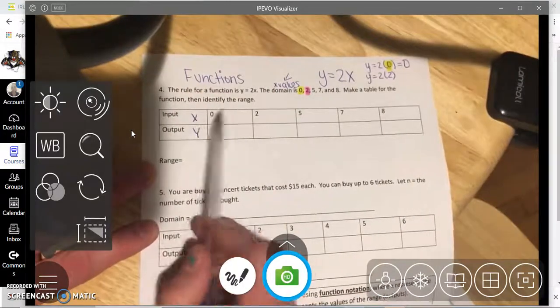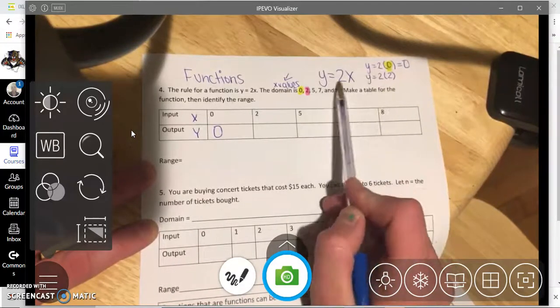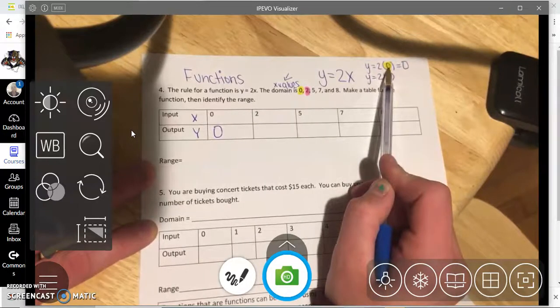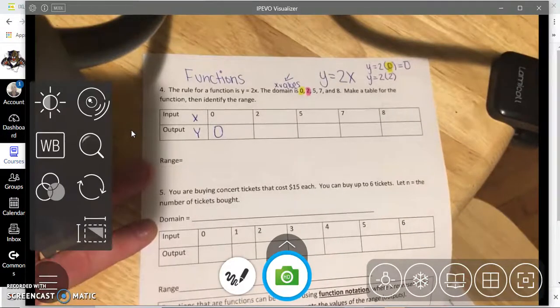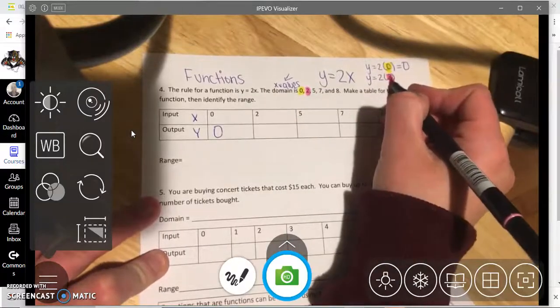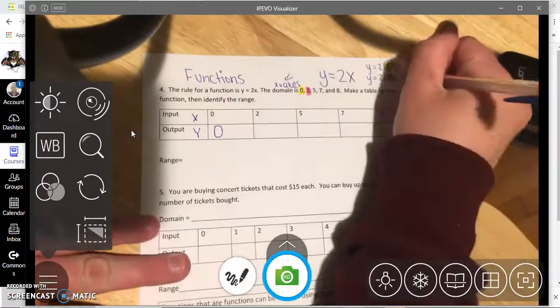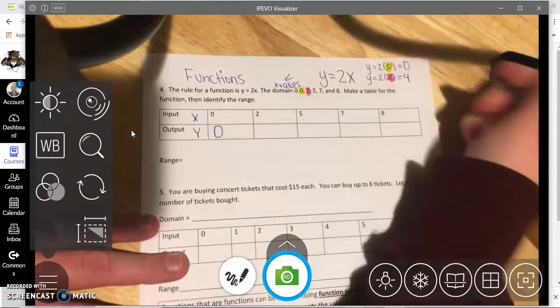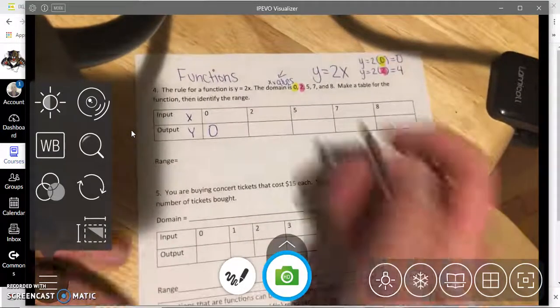When you put 0 in for x, you get y equals 2 times 0, and it gives you a 0. Now, if your x is 2, you're going to plug 2 into the equation. So 2 times 2 is 4. And you can use your Desmos calculator for any problem that you have like this. So go down here and I'll write 4.